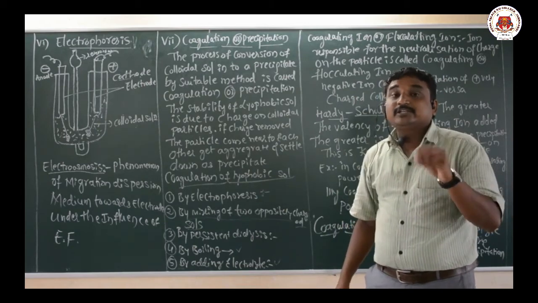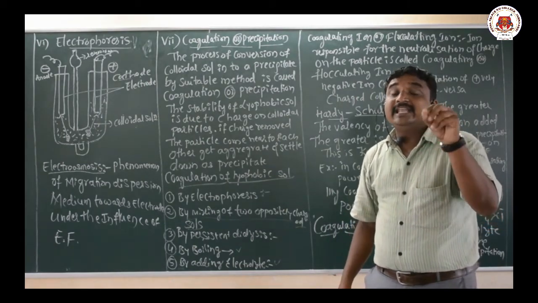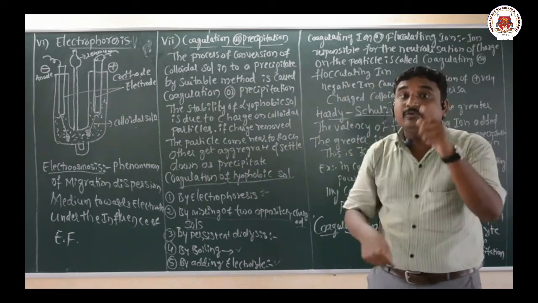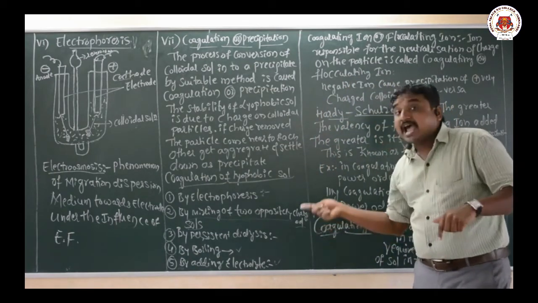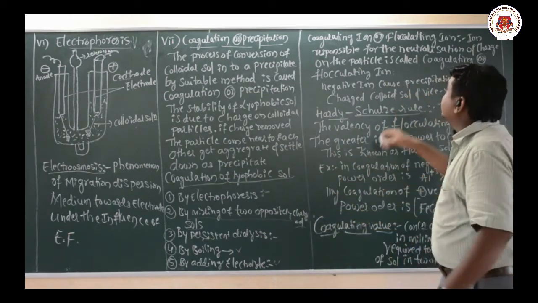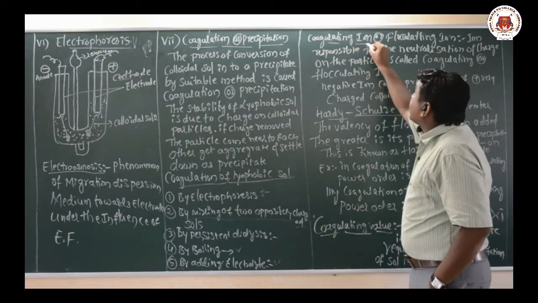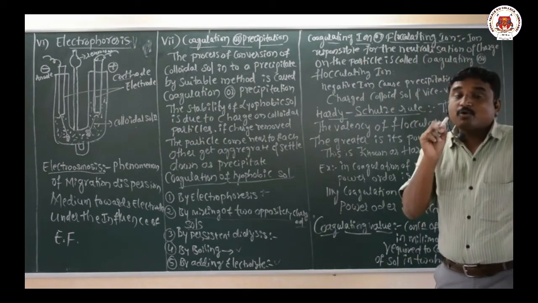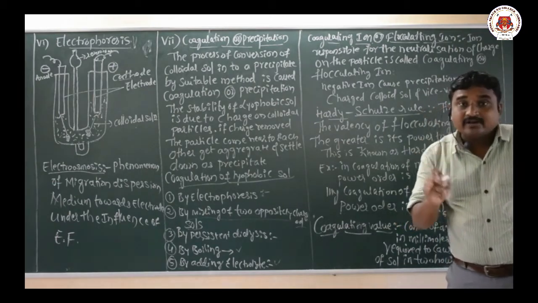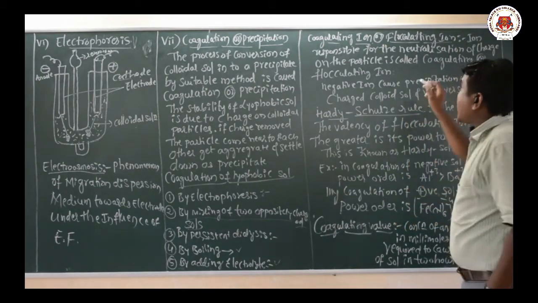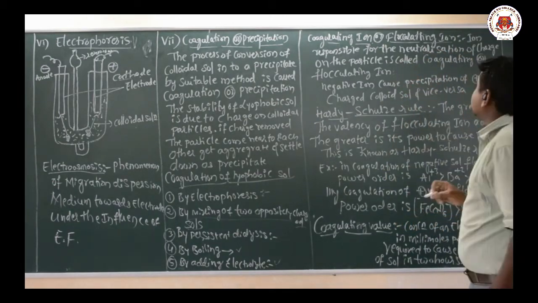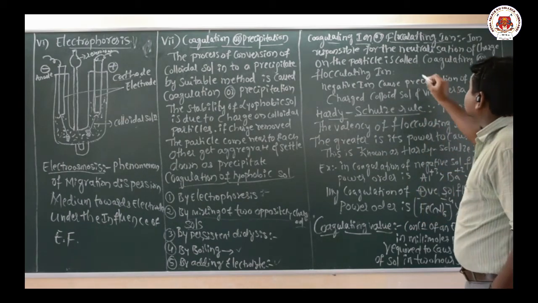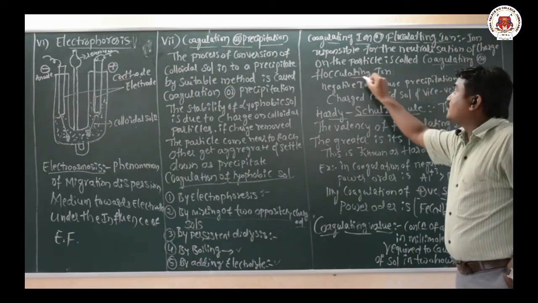I have given an example: suppose the colloidal solution carries a negative charge, so we have to add a positively charged electrolyte for its neutralization. The ion which is added for the neutralization is called the coagulation ion or flocculating ion. So a coagulating ion or flocculating ion is an ion which is added for the neutralization of the charge on the colloidal particle.